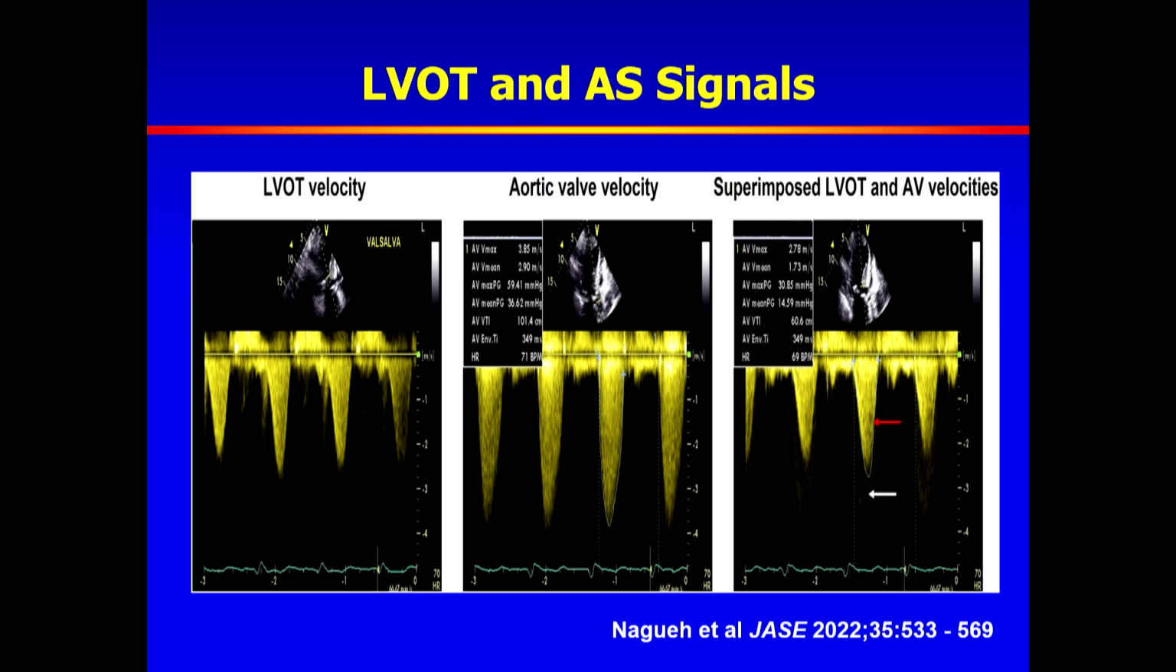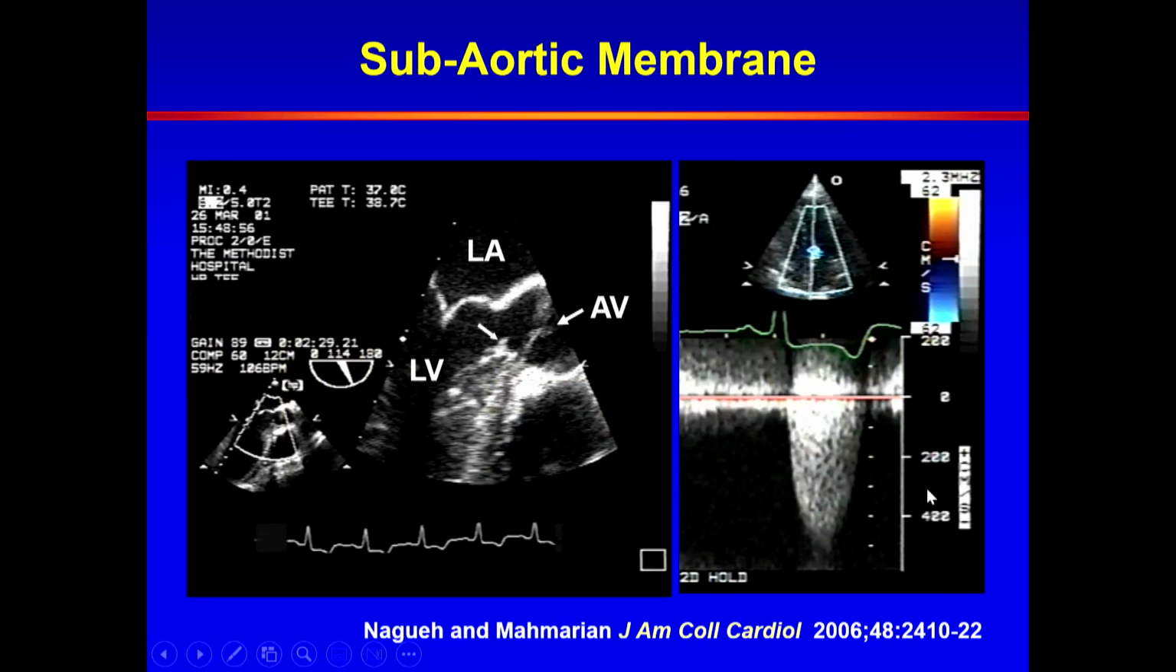If a patient has a subaortic membrane, their signal will look like that of an aortic stenosis because it's a fixed obstruction. Having said that, again, you can see cases with coexisting subaortic membrane and dynamic obstruction, and that shows sort of the superimposed. The brighter one is the LVOT gradient, the fainter one here is the aortic stenosis.